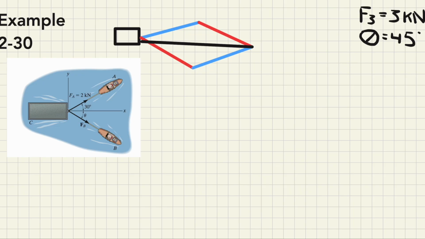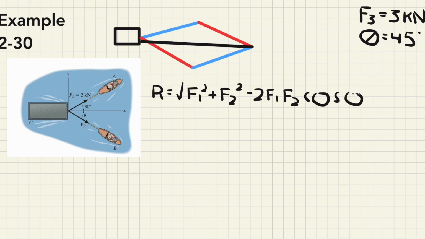So we're going to use the same equation as before, where we have R equals the square root of F1 squared plus F2 squared minus 2 F1 times F2 cosine theta. Alright, and we just need to find our angle theta for this equation. So what would this angle be?